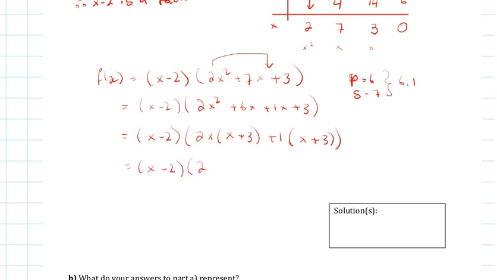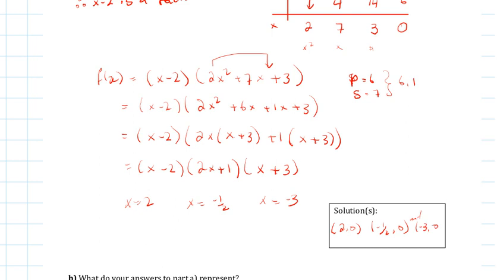And my zeros are going to be 2, negative 1 over 2, and negative 3. All right, so that would be 2, 0, negative 1 half, 0, and negative 3, 0. So these are all the different zeros.